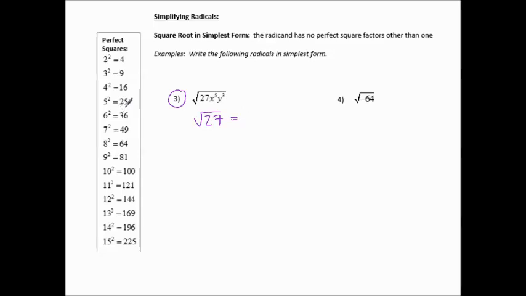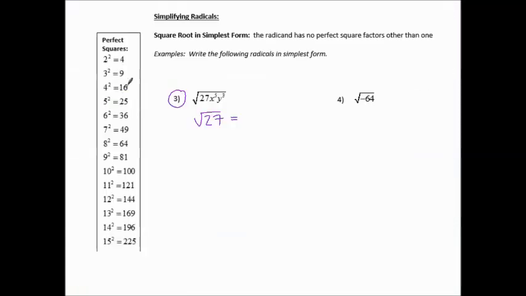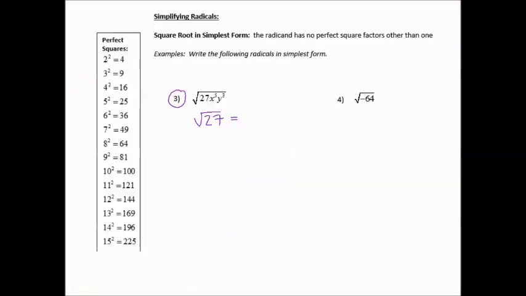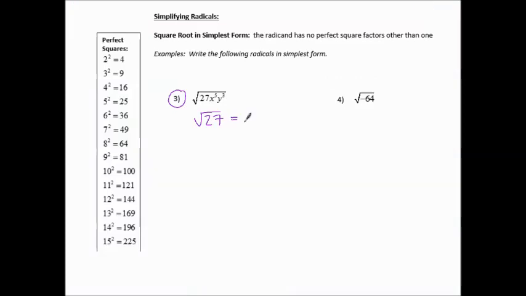I notice that 27 falls between 5 squared and 6 squared, 25 and 36. So I'm going to start right here. 27 divided by 25 does not work. My next one is 16. 27 divided by 16, I don't get a whole number there. My next number is 9. 27 divided by 9, and there we go. 27 divided by 9 is 3. So I can divide 27 by the perfect square of 9.